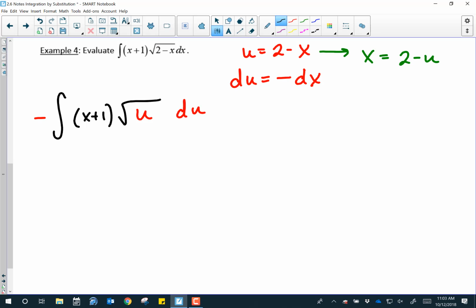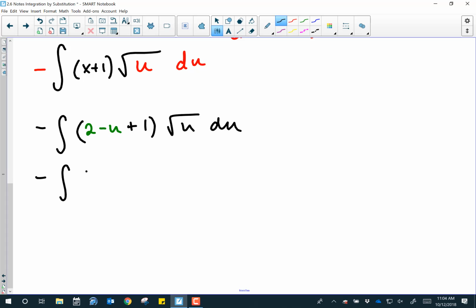And so now when I substitute that in, everything is in terms of u's. Now, this I can simplify because what's underneath the radical is a single variable. So now I'm going to clean up that parentheses and get 3 minus u. And then I'm going to rewrite the square root of u as u to the 1/2. And now I can distribute that u to the 1/2 inside.